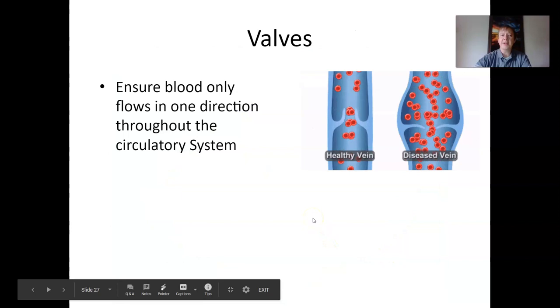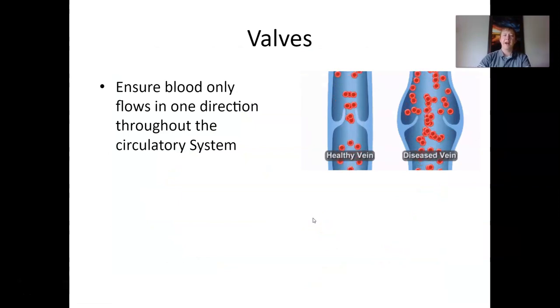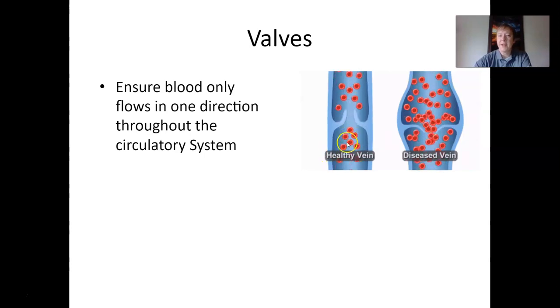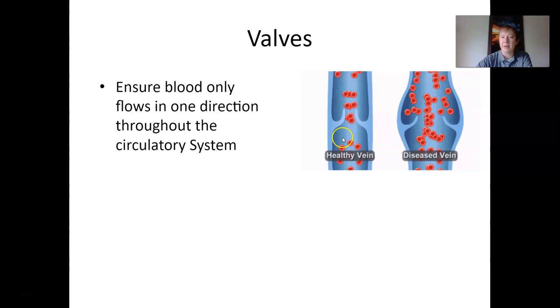The other thing that we did mention was the valves. Remember, valves ensure blood flows in one direction throughout the circulatory system. Looking at how a basic valve works, it's a one-way valve. In this case, you can see blood being pumped up, and as it goes up, the valve opens. Then, between beats, it pauses and the valve shuts, so blood can't flow backwards.